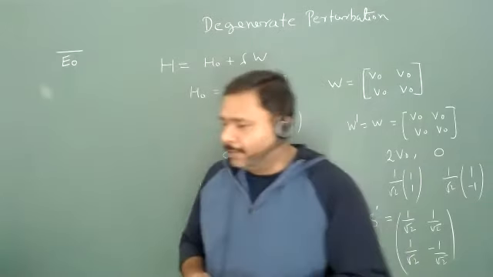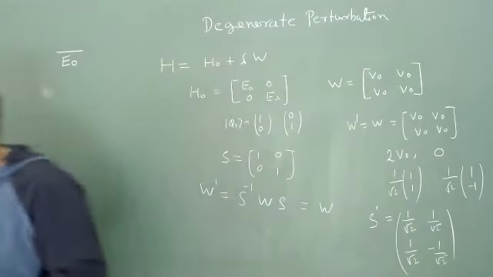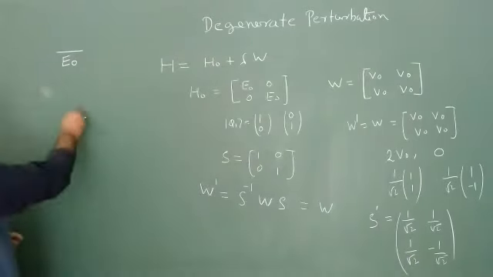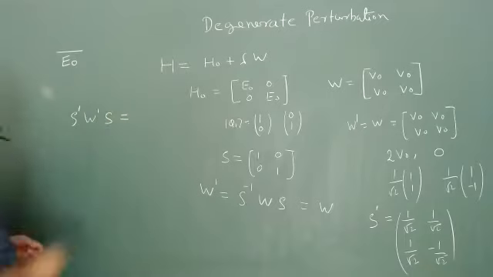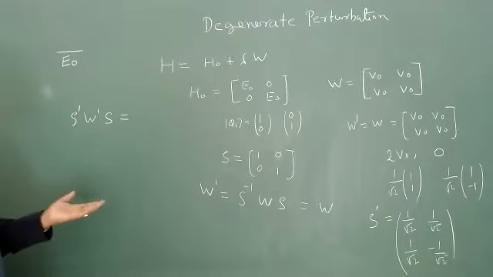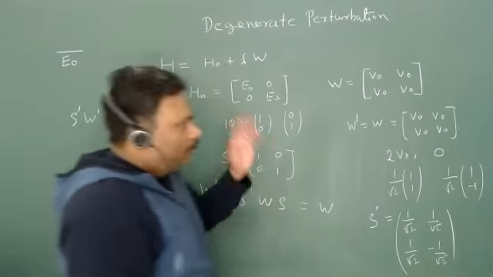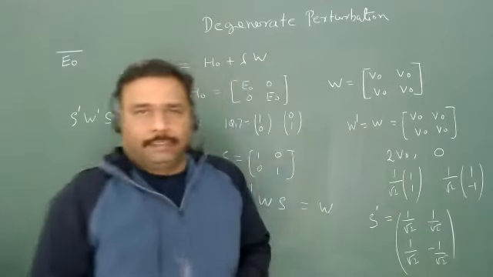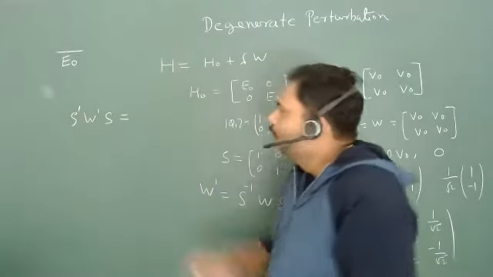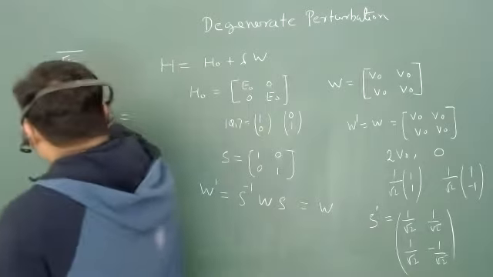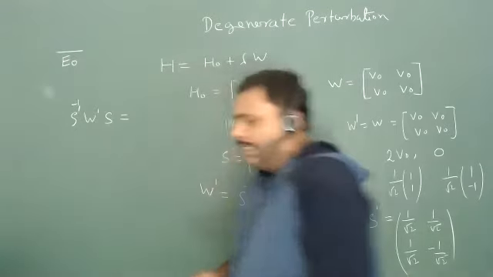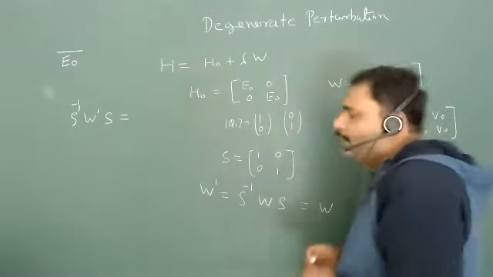So what will happen? If we have this particular unitary matrix and we calculate S dash inverse W dash S, then can anybody guess what the answer should be? You can do this practice at home, but you can give the answer directly. What should be the answer if I calculate this particular thing, S dash inverse W S?